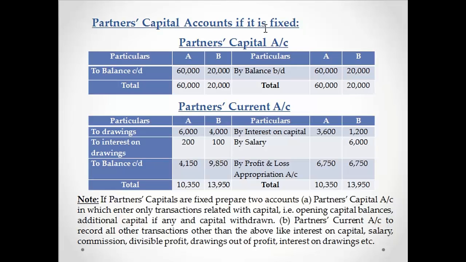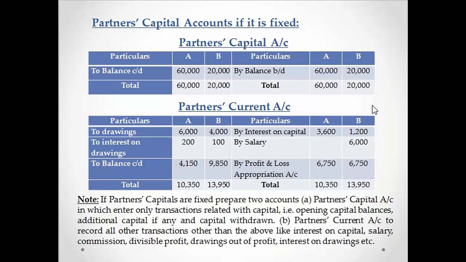Okay, now for showing all other adjustments in the question, you have to make the second account, which is called the partner's current account. You can see that in the given question, a lot of other adjustments are there, like interest on capital, salary, divisible profit, drawings, interest on drawings, etc. And for showing all these adjustments, we are making the second account, which is called the partner's current account. Please look at the items one by one.